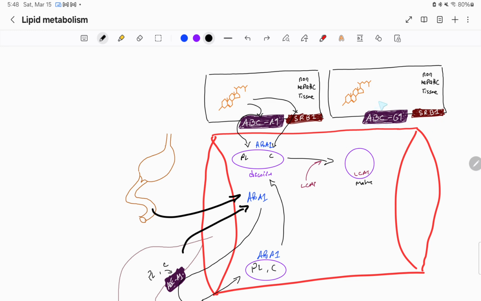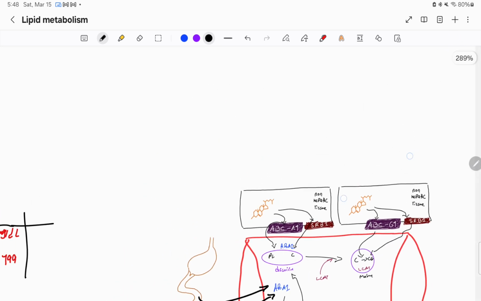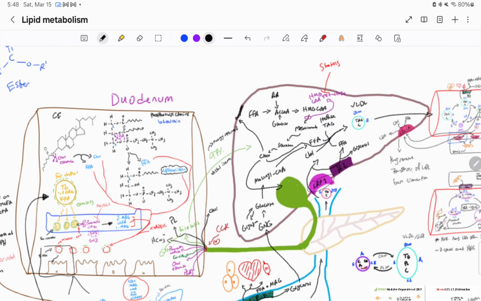Okay, so look at it. It'll take cholesterol again from here and from here. Okay, it'll incorporate it into itself. And with the help of this lecithin cholesterol acyltransferase, we are going to make cholesterol esters. Now, one more time, how does this actually occur? Sorry about that. So this occurs like this.